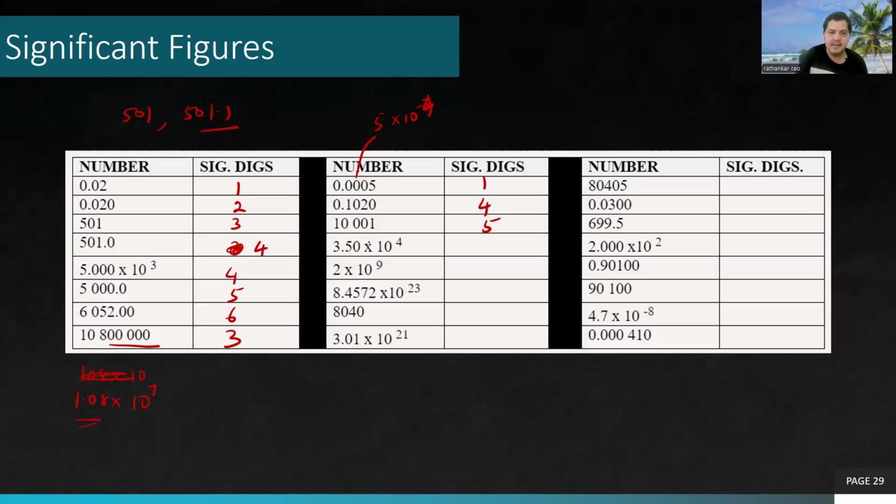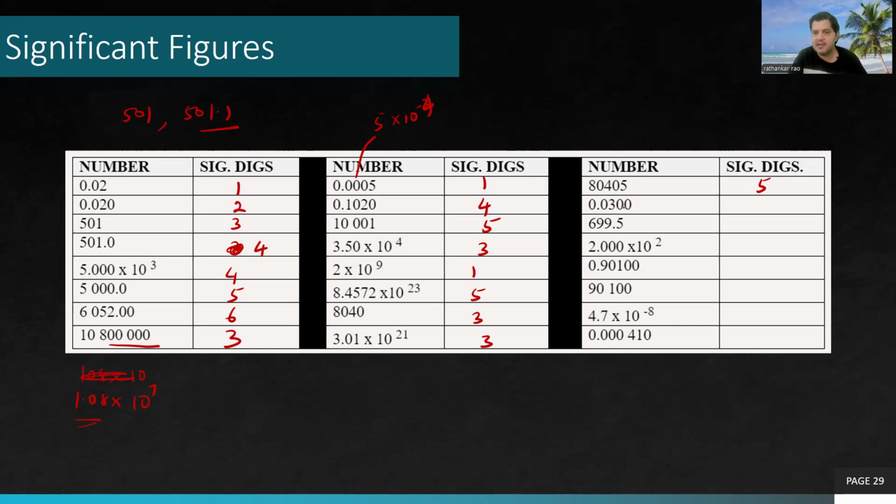Okay, and then the next one, 3.50 into 10 power 4. See, this is a significant figure, the 0 appearing after the decimal point, right? So with the number here, 3.50, this should be 3. This one is 1. 8.4772, 1, 2, 3, 4, 5. This is 5. 8040, this is 3. And this can be written as 8.04 into 10 to the power of 3, right? And this one, 3.01, 3 here. 80405, how many? 5 over here, because the end number is not 0. So this is 5.